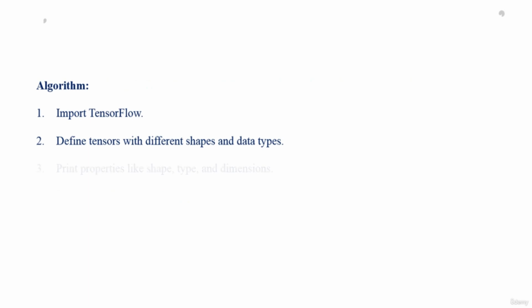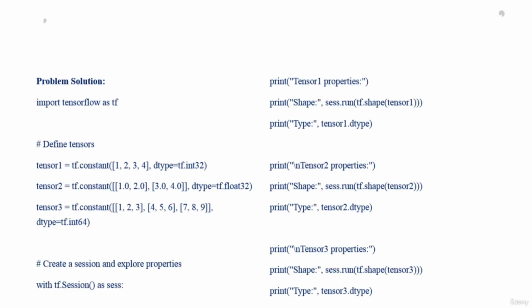Algorithm. Import TensorFlow. Define tensors with different shapes and data types. Print properties like shape, type, and dimensions. How the code is working: the code defines tensors of various shapes and data types. Tensor properties like shape and type are retrieved and printed using TensorFlow sessions. This demonstrates how to handle and inspect tensors in TensorFlow.